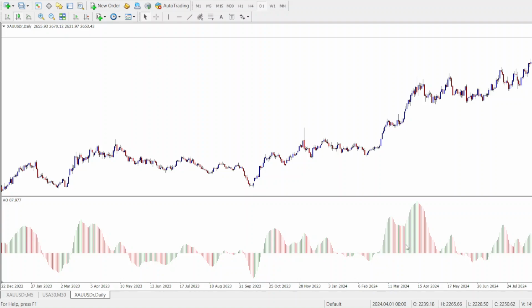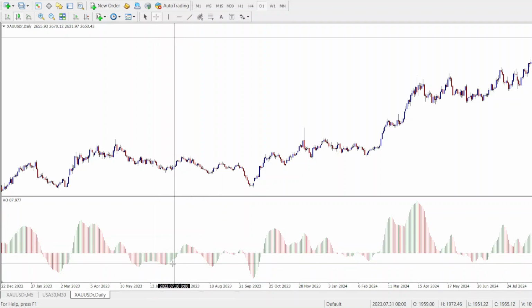So how it works is that when the lines of the Awesome Oscillator are above the zero level, it's an indication of a buy momentum. On the other hand, when the lines are below the zero level, it's an indication of a sell momentum. So now, how do you identify a buy trade? How do you know when there is a buy signal?